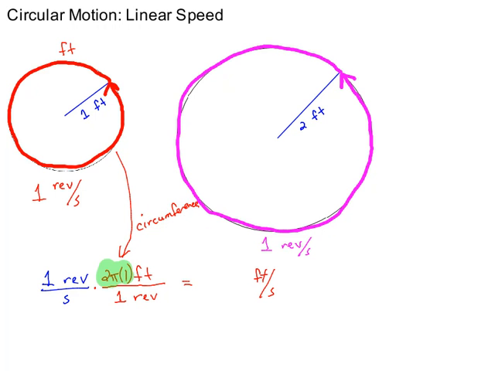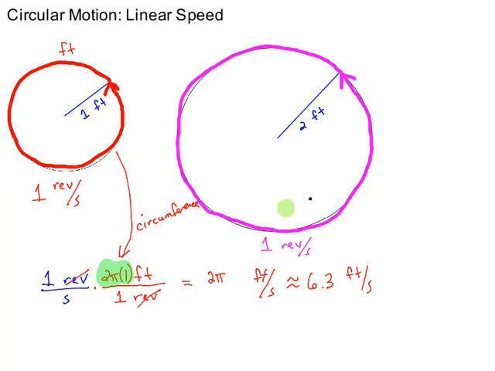All right. And so what we end up with is revolutions cancel as we expected. And we end up with 2 pi when we multiply the top. So 2 pi. On bottom we get 1. So we get 2 pi feet per second, which is approximately 6.3 feet per second.